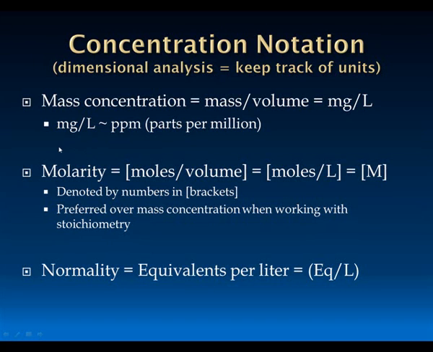Once we get into molarity, we're talking about moles per volume, which is typically depicted with these square brackets. And this is the number of molecules of something per volume. And for stoichiometry and chemical reactions, molarity is definitely preferred over mass concentrations. And then normality is equivalents per liter. And so I'm going to walk through an example here.